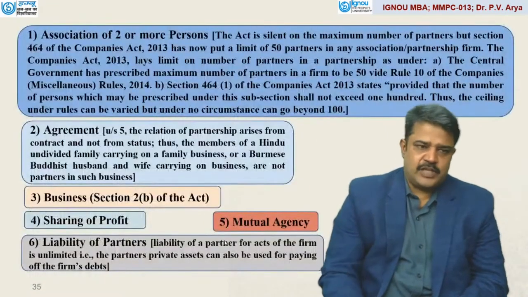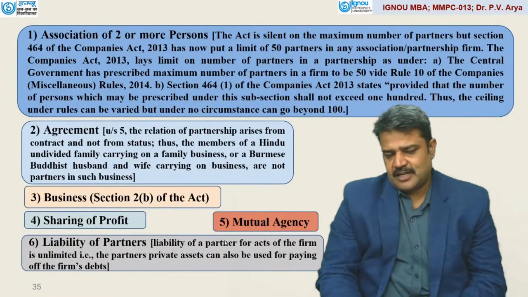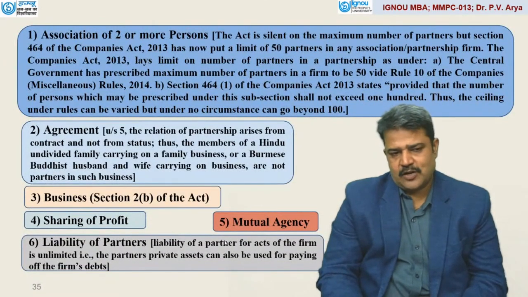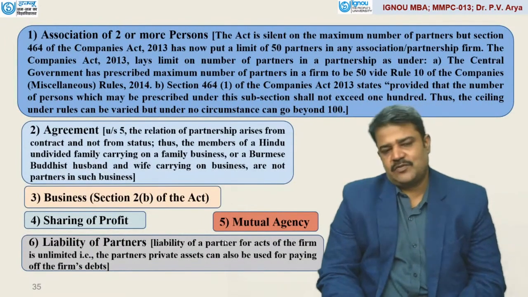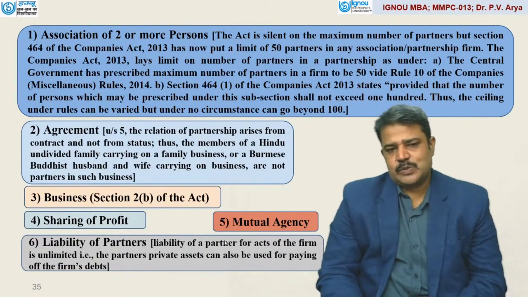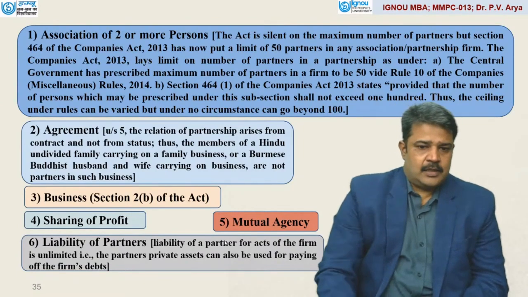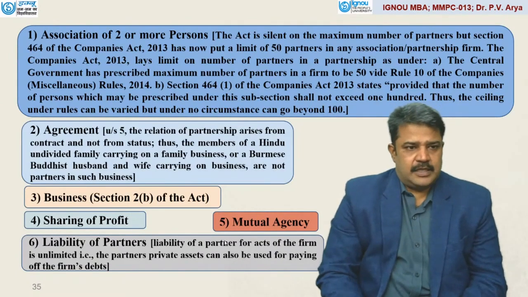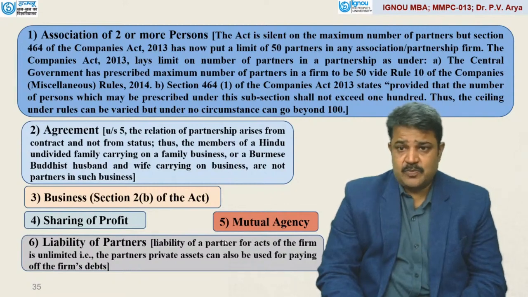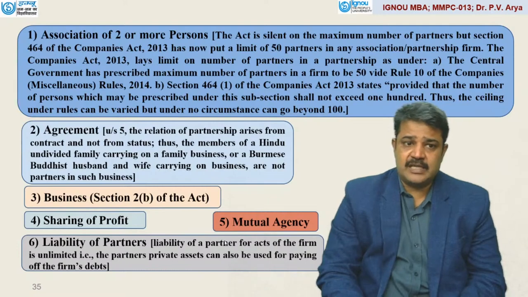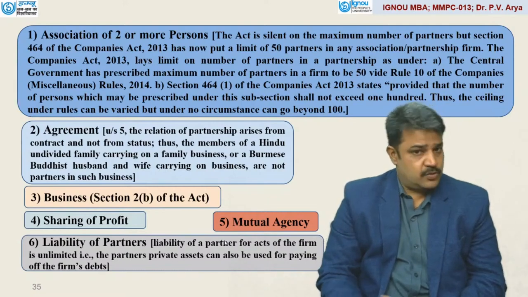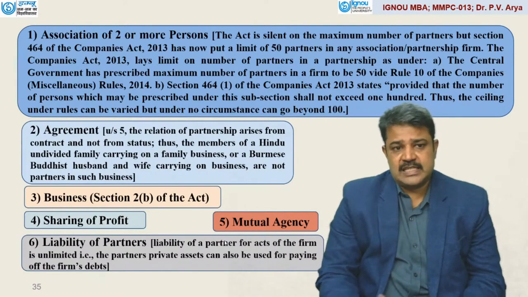Well, we can see that the fourth and fifth are related. Fourth, one is doing for all. At the same time, in the fifth, we can see that all are responsible for what is done by the one. It involves association of two or more persons. The Act is silent on the maximum number of partners, but Section 464 of the Companies Act has now put this limit to certain numbers. So we can see the updated versions on the website of the Ministry of Corporate Affairs.